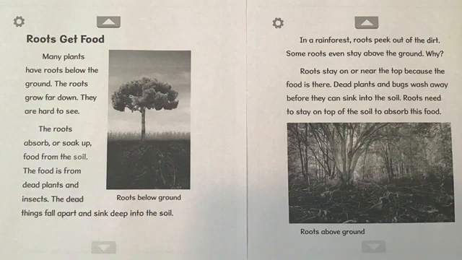Roots stay on or near the top because the food is there. Dead plants and bugs wash away before they can sink into the soil. Roots need to stay on top of the soil to absorb this food. Now we see a photograph of the rainforest with the roots above ground.